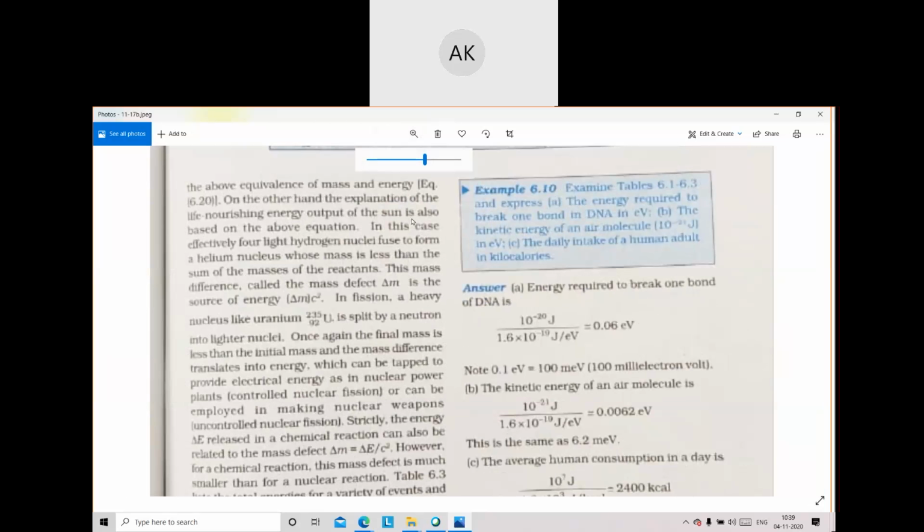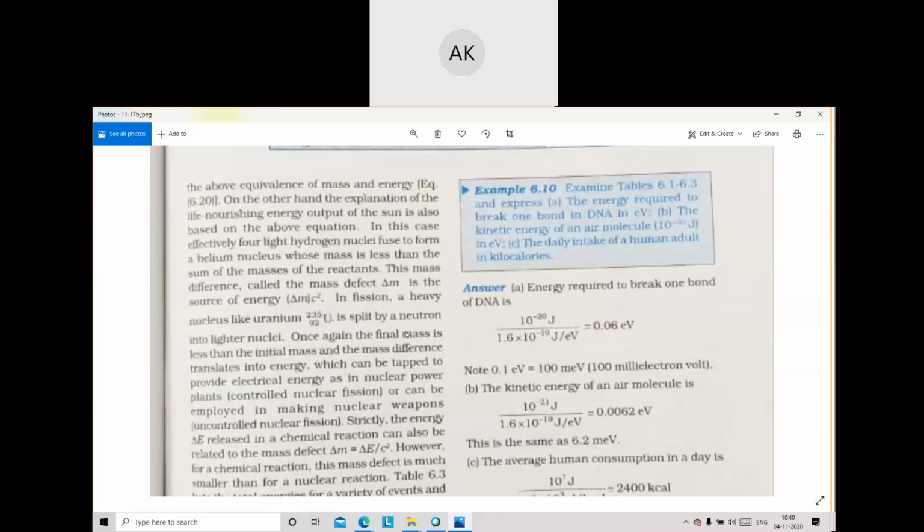Okay, this fission you can see. A heavy nucleus like uranium is split by a neutron into lighter nuclei. Have you studied about fission? Anybody? Last year? Nuclear reactor and all. Have you studied about that? Yes. In fission, a heavy nucleus like uranium is the fuel in the fission reaction. Uranium element: 92 is the atomic number, 235 is the mass number.